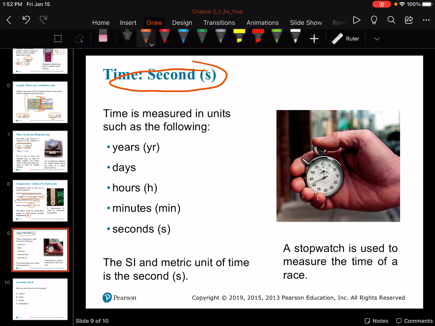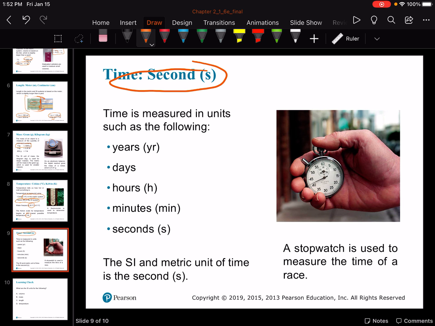And, you know, we may use years, we may use days, hours, minutes, seconds, depending on what phenomenon we're looking at. If we're looking at a very fast phenomenon, it may be seconds, it might be milliseconds, right? Or microseconds, or nanoseconds. But if it's longer, we might be using minutes, hours, or days.